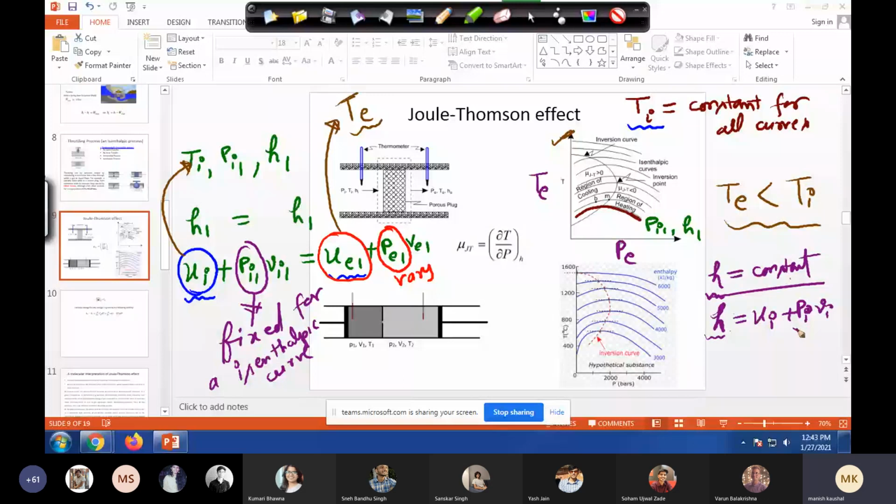So if we vary the PI, can we keep the H constant? I think the point you are making is right. Let me see, if you want to keep the enthalpy constant, how can we do that? Is it like we have to vary the temperature also?